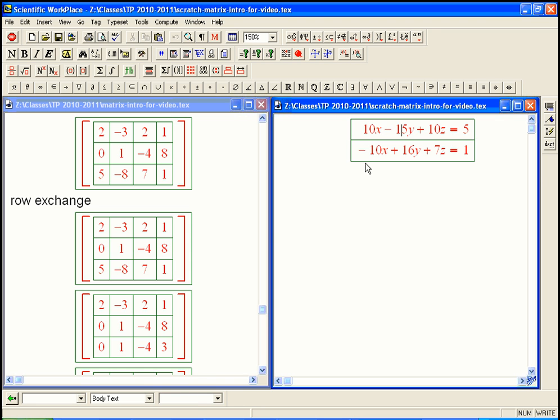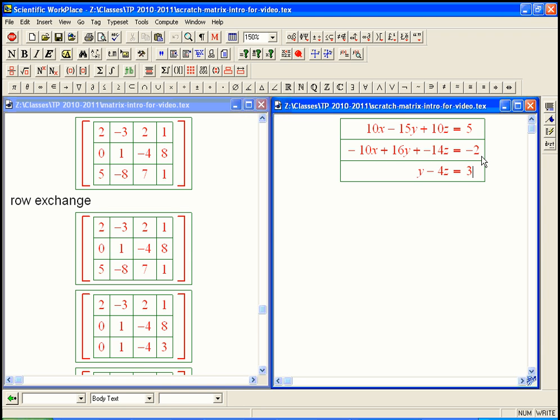Oops, that was a 15y. There we go, that's what's wrong. That was 10x minus 15y plus 10z. I just didn't do the 1. And then multiplying this by minus 2, minus 14z equals minus 3. There we go. Okay, so then we would add those equations and we would get y minus 4z equals 3.